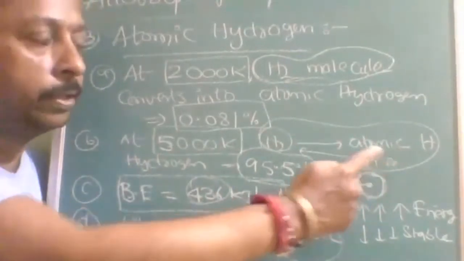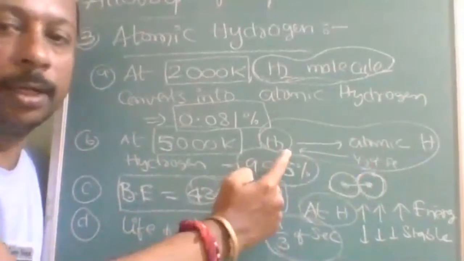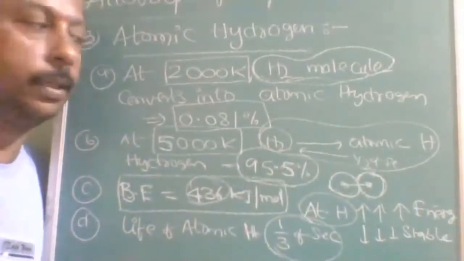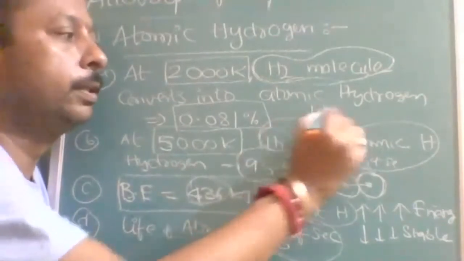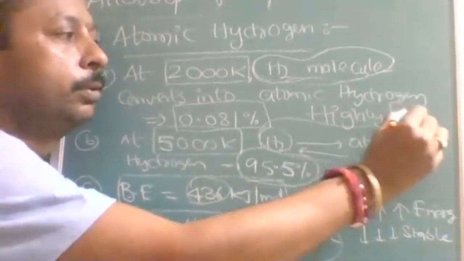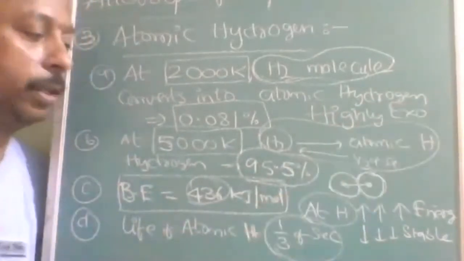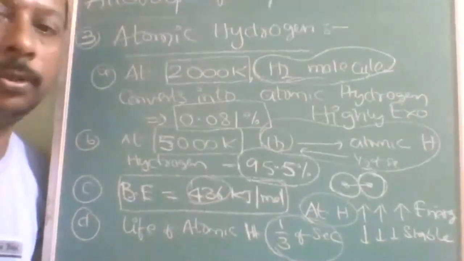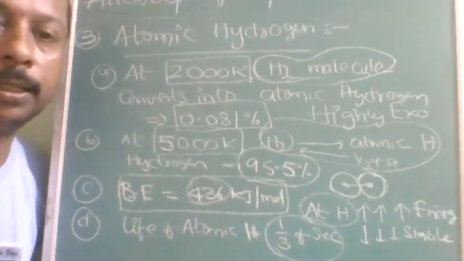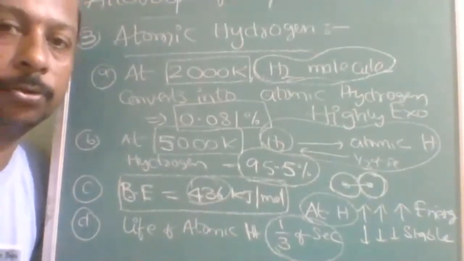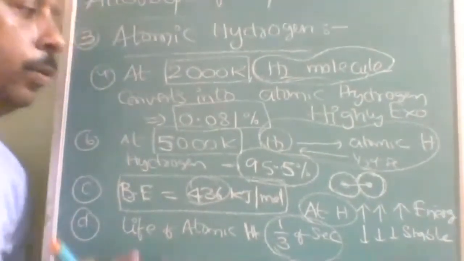But see, conversion from atomic back to the hydrogen is taking how much time? Only 1/3 of a second. Therefore, this is very, very highly exothermic. How exothermic is it? Highly exothermic. So because of that, it is used in the atomic hydrogen welding torch. Where is it used? I think all of you have noted this.